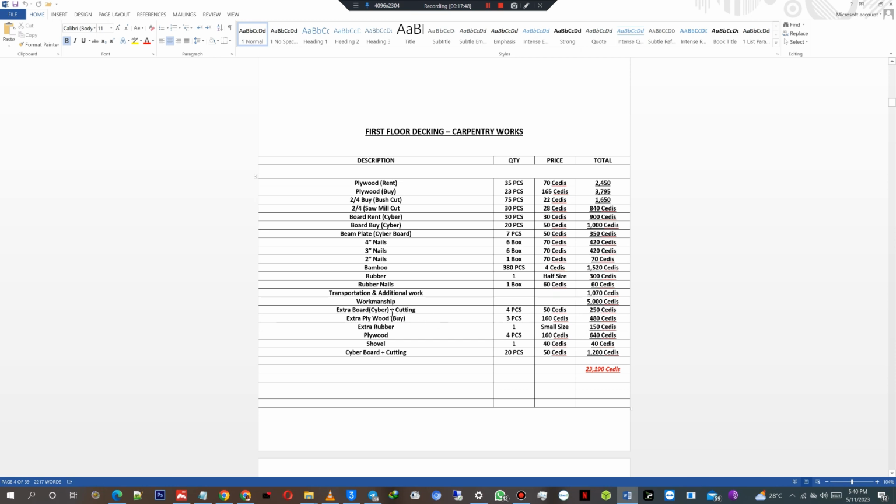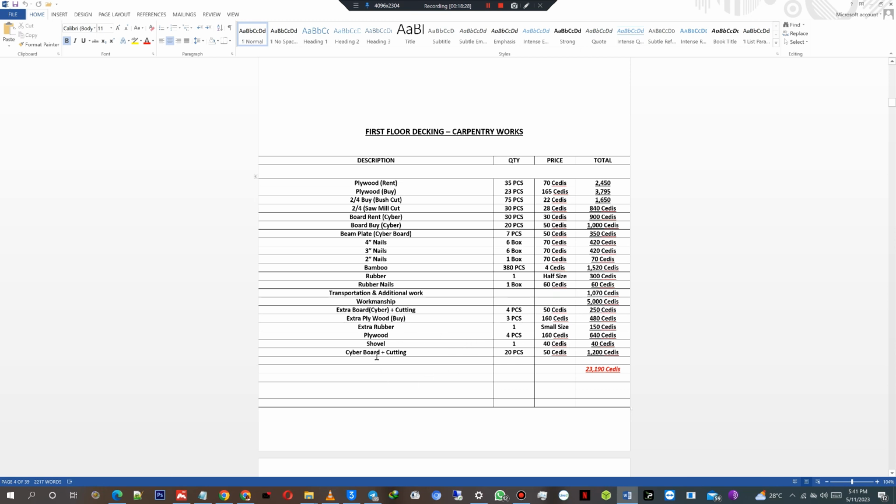Okay. And transportation and additional works, which is the digging of the foundation for the steps, and the cutting for the steps and all that, was 1,070 Ghana cedis. Okay, and I bought an extra board for the steps too, which cost 250 Ghana cedis, and an extra plywood which cost 480 Ghana cedis. And I also bought another plywood for the steps, which cost 640 Ghana cedis.